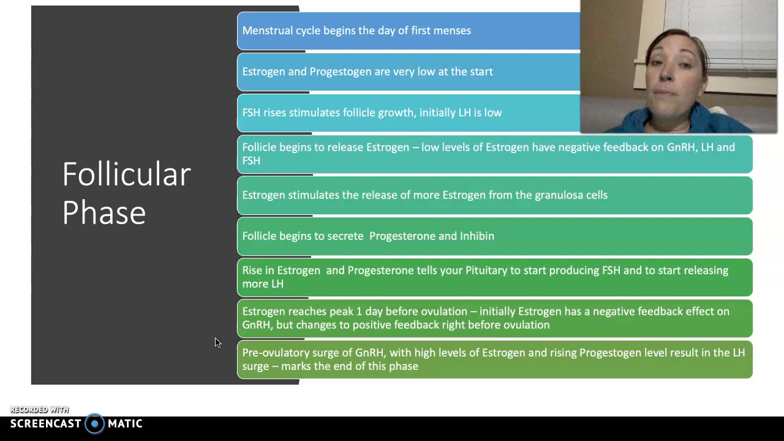Once it's stimulated, the follicle begins to release estrogen. Low levels of estrogen actually have a negative feedback on gonadotropin releasing hormone, LH, and FSH, so those levels drop. Estrogen has a positive feedback on itself, and it stimulates the release of more estrogen from the granulosa cells. As the follicular phase progresses, the follicle begins to secrete progesterone and inhibin.